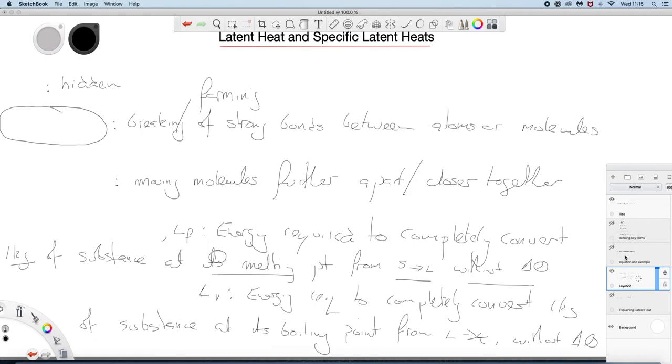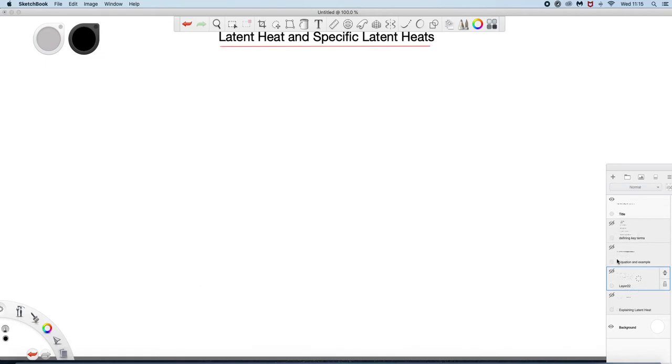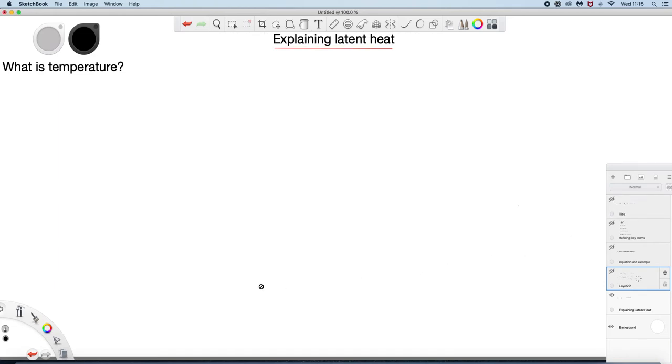Okay, so moving on from that then, let's explain what's going on with latent heat. The first thing I think we need to be clear about is, what do we mean by temperature? Well, temperature is a measure of the average kinetic energy of your molecules or your atoms in your substance. That is what temperature is. So if you are not changing the average kinetic energy, you're not changing the temperature.